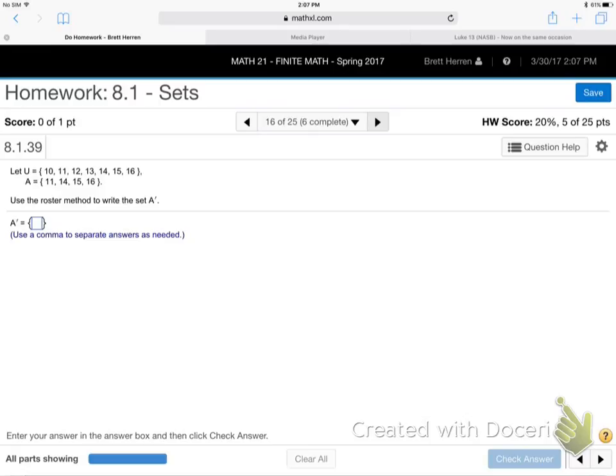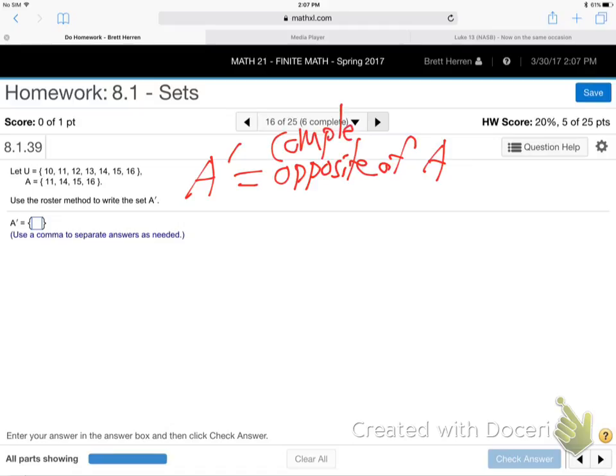All right, let me explain what the little mark is. When you put that little mark up there, that means the opposite of A, or the complement, same thing, right? The complement or opposite of A. In other textbooks, they'll put a bar over it. Some books put a bar over it, some put the little single quote. Either way, it means the opposite of A.